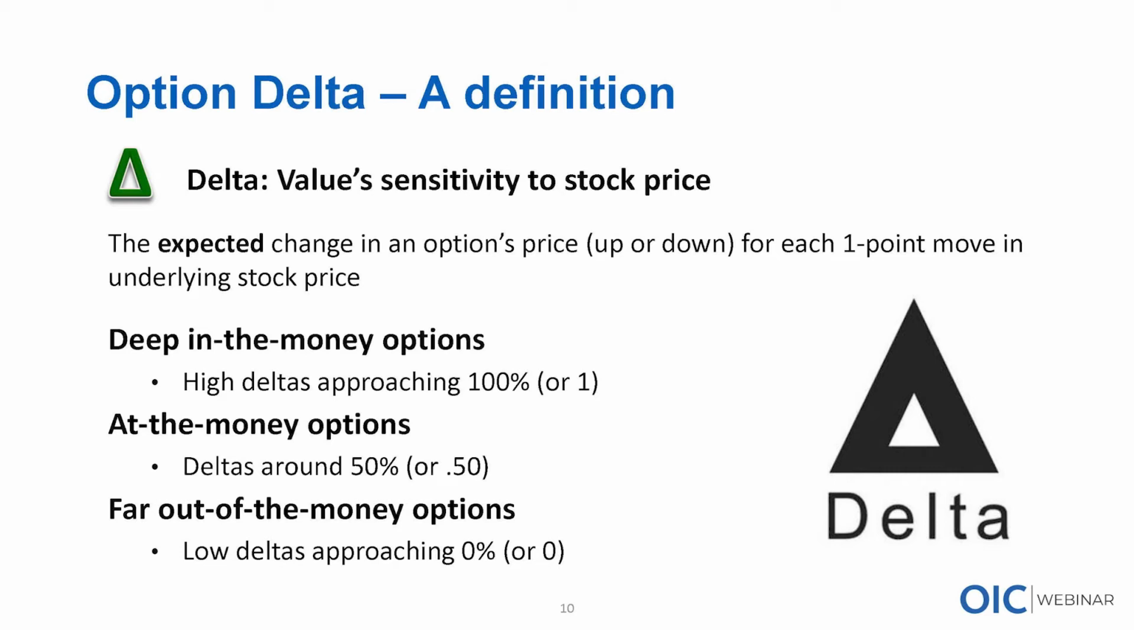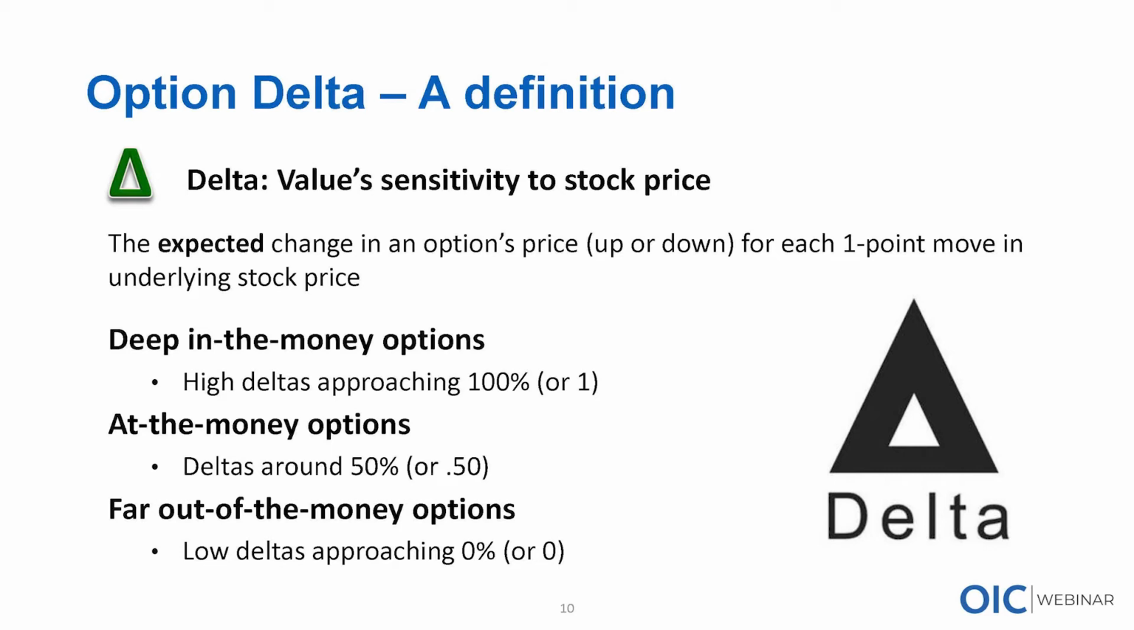So those at the money options, if the stock goes up by $1, the calls will increase by 50 cents, all things being equal, and the puts will decrease by about 50 cents. And if the stock goes down, the put should increase by about 50 cents, and the calls will decrease by about 50 cents.